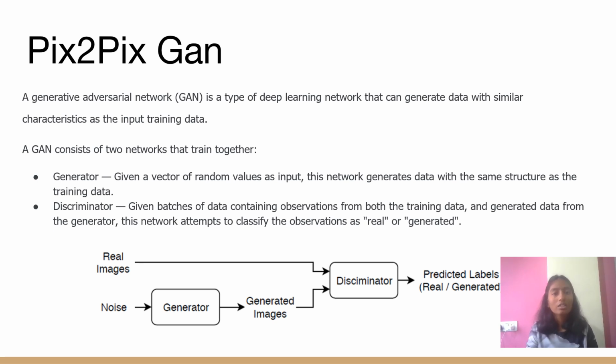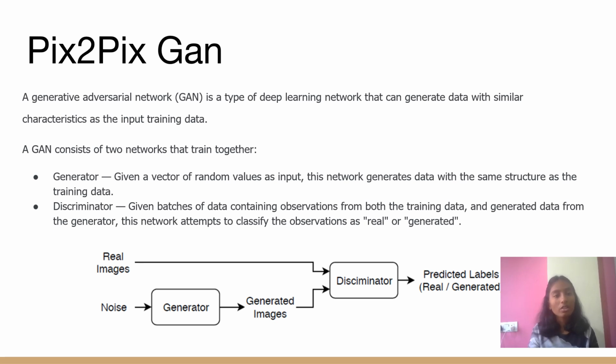How do these work? A GAN consists of two networks that train together in a competitive process. We have the generator and we have the discriminator. Coming to the generator, it takes a random vector as input and produces data that mimics the structure of the training data. Its goal is to create realistic outputs that can fool the discriminator. Coming to the discriminator, it receives mixed batches containing both real data and fake data. Real data is from the training data set and the fake data is from the generator. It classifies each observation as either real or generated, acting as a quality control mechanism for the generator's output.